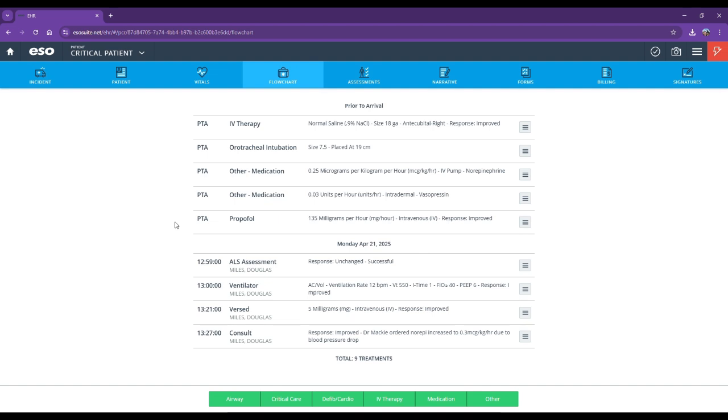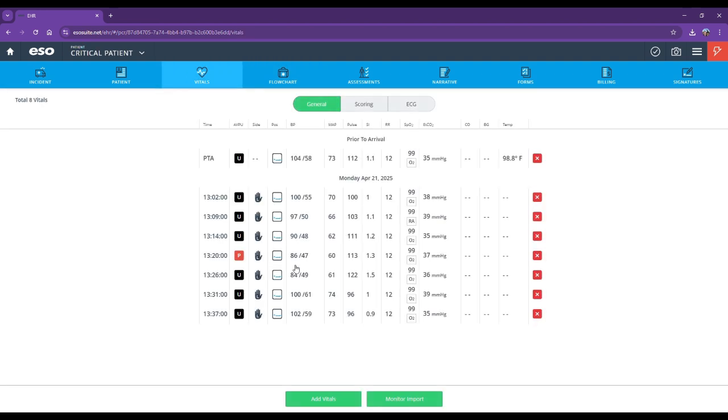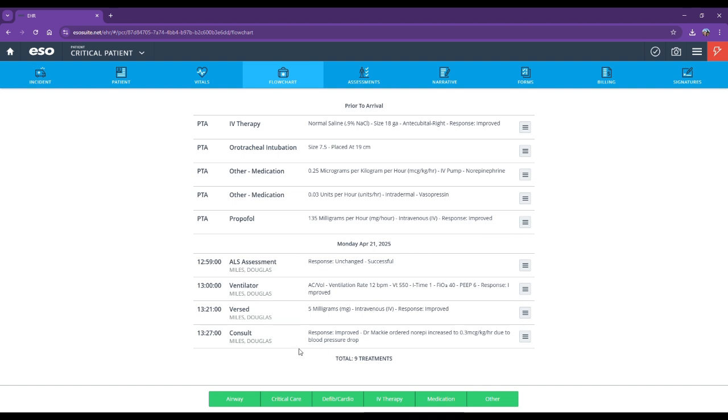In this case, this patient is in septic shock. They're on both norepinephrine and vasopressin, and at one point my blood pressure began to drop, so I made the call and I got a consult here. I documented I consulted with Dr. Mackey and got the medication increased, the norepinephrine increased, and corrected that blood pressure.